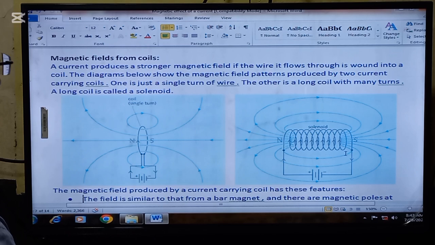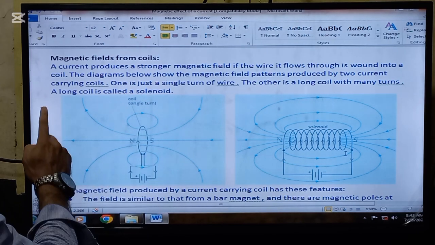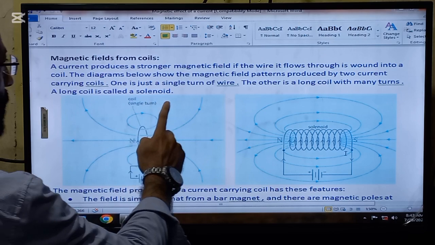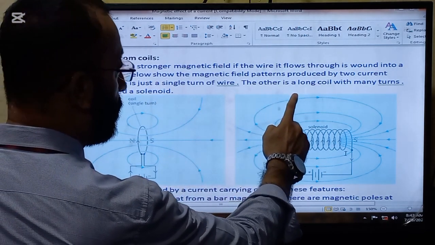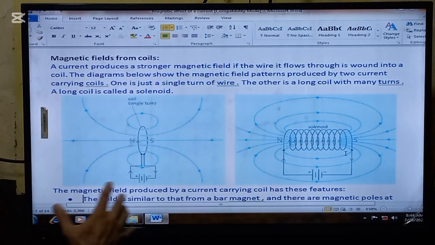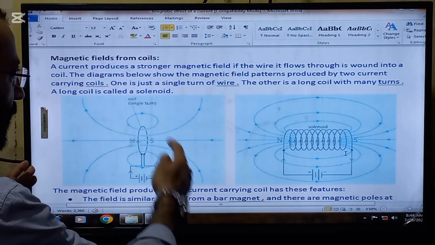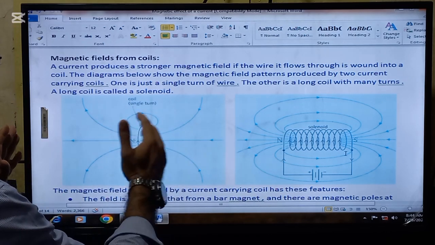The first thing for today's lecture is magnetic fields from coils. A current produces a stronger magnetic field if the wire it flows through is wound into a coil. So if we wind the wire into a coil, the magnetic field will be stronger.